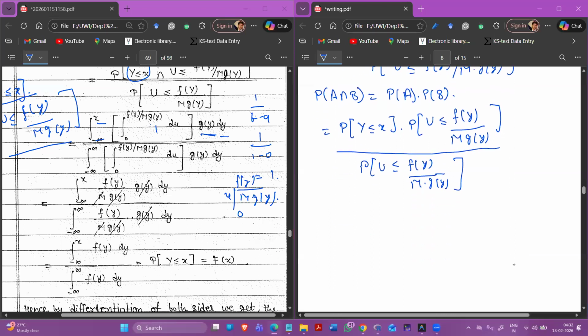If you are going to use the integral sign, then for this one you need to first integrate this one. So what will it be? 0 to x, gY dY, right? Inside that one, sorry.